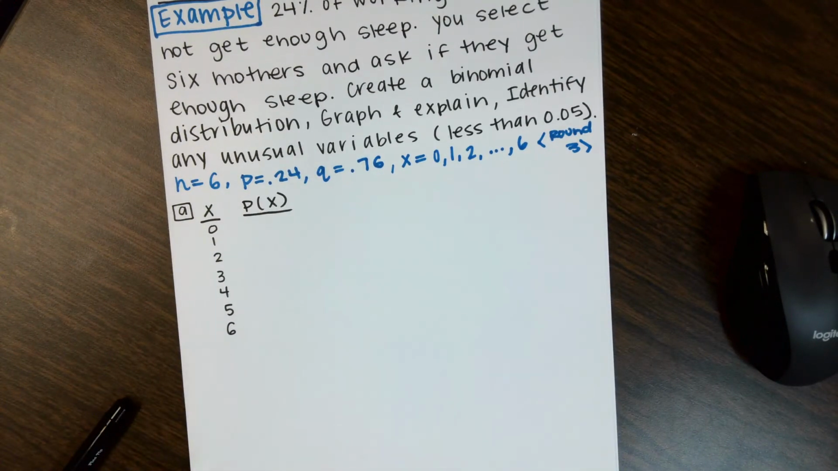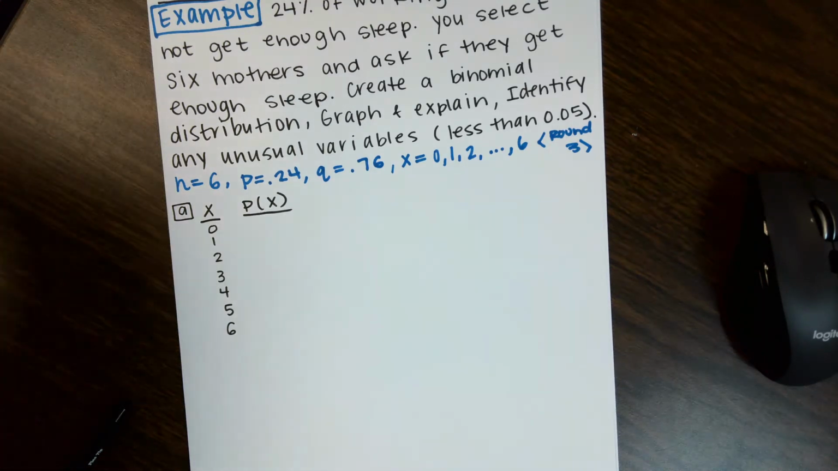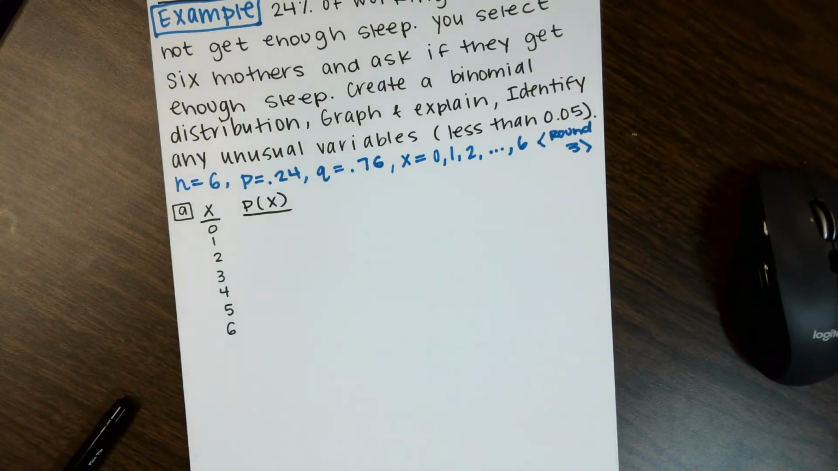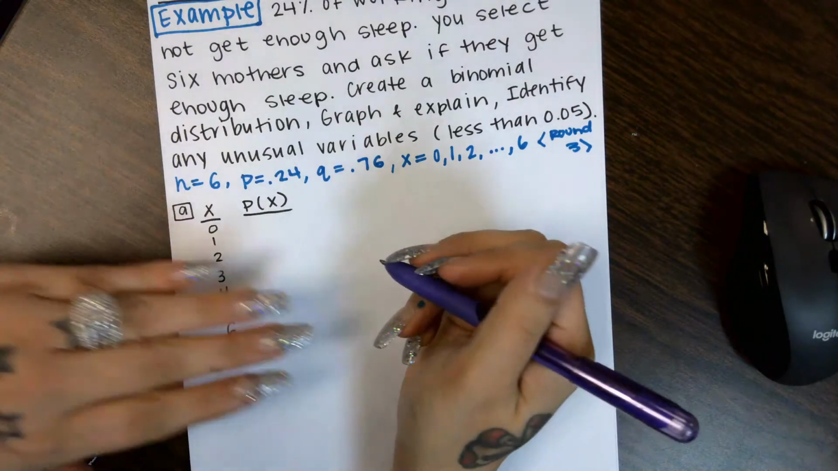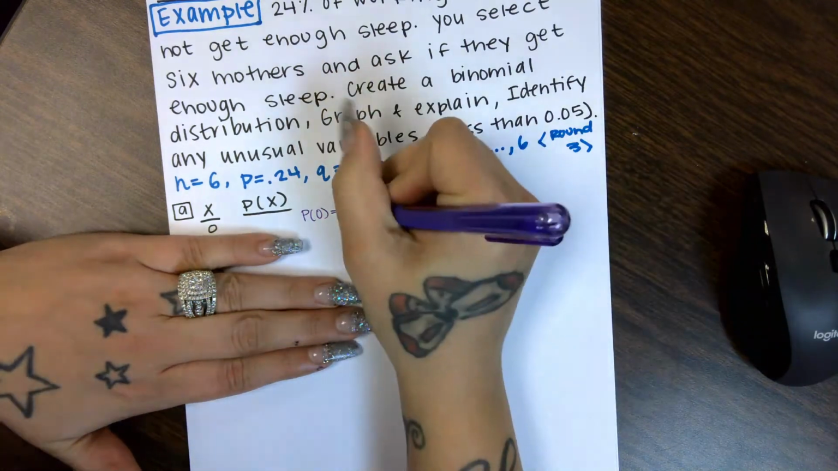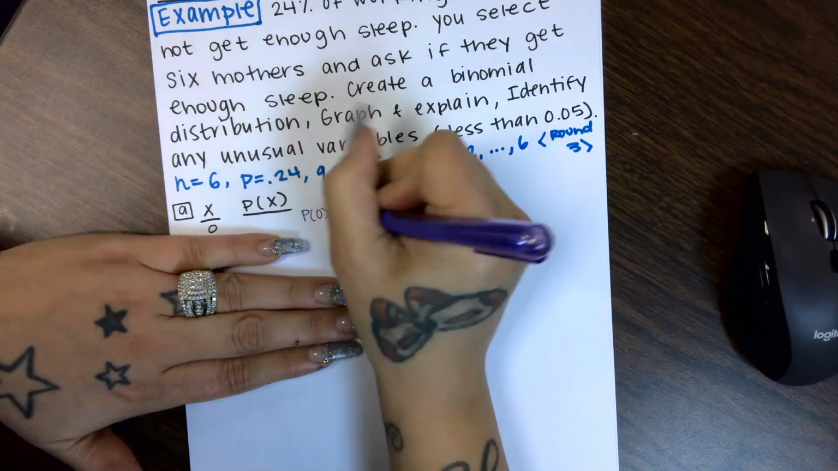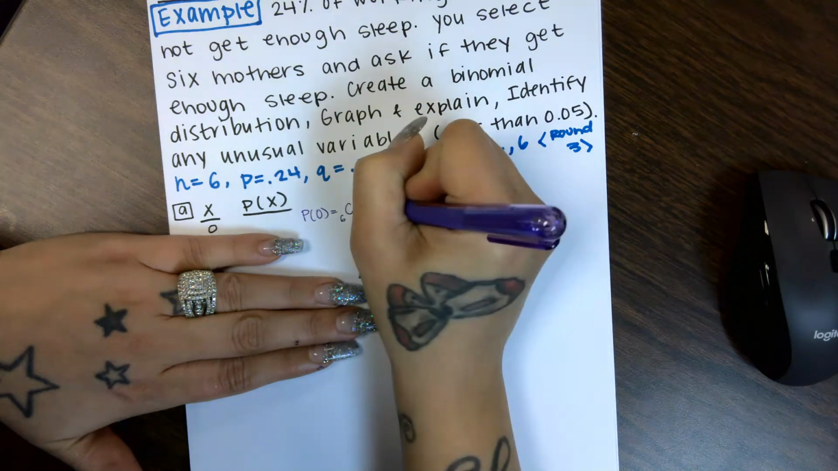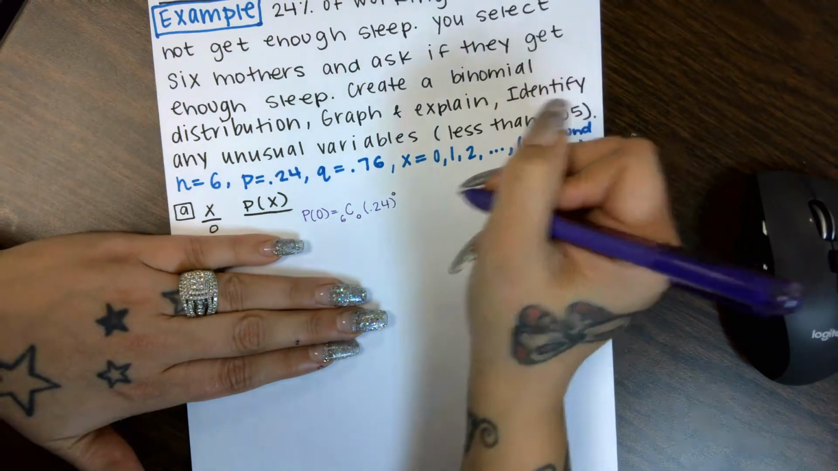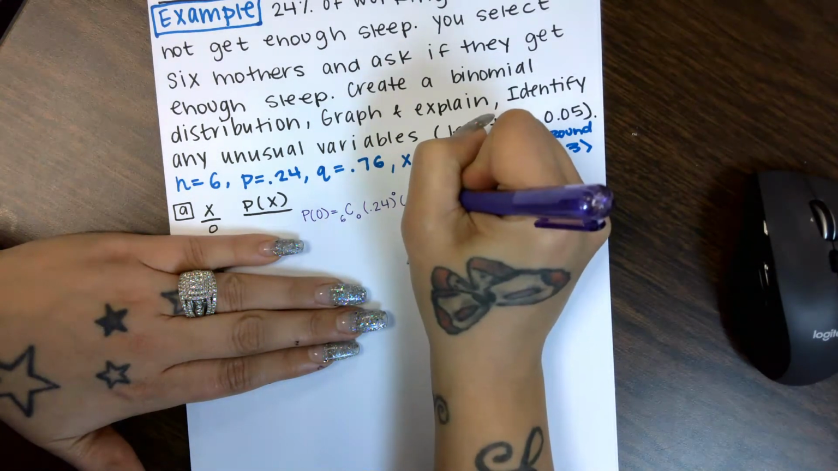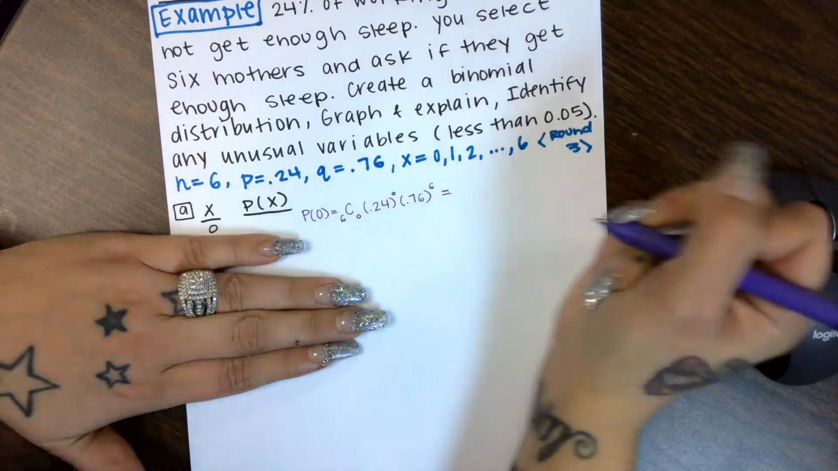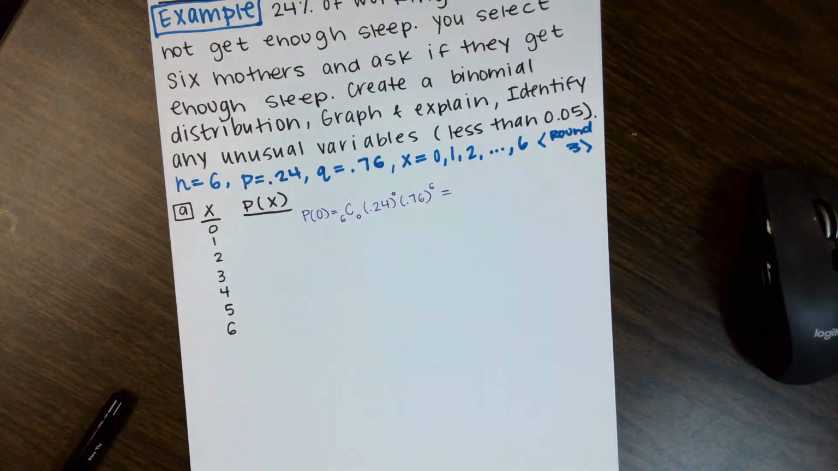So let me actually grab something that's little. It's purple. You ready? So I need to figure out what the probability of 0 is. And I know that it's nCx. N is 6, C, X is 0. Open, put your successes, raise it to your X power, which is 0 in this case. Open, put your failures, and raise it to N minus X. What is 6 minus 0? 6.